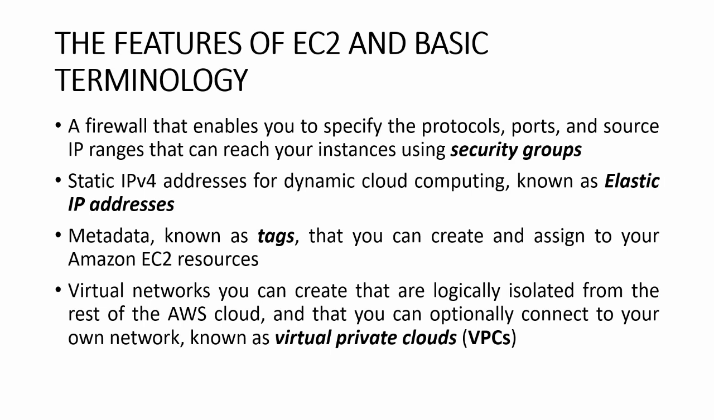Then Amazon offers static IPv4 addresses for dynamic cloud computing, and these IPv4 addresses are known as elastic IP addresses. Then when we create our virtual instance, we can store metadata, and this metadata is known as tags. We can assign tags to virtual machines and every other computer resource in Amazon. And finally, in the Amazon cloud, we can create something called VPCs, virtual private clouds, that can be very useful if we want to logically separate our cloud resources.